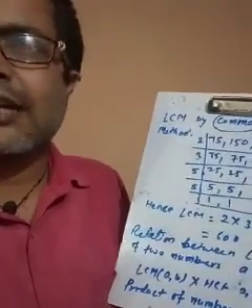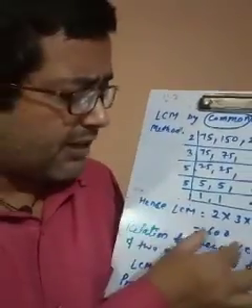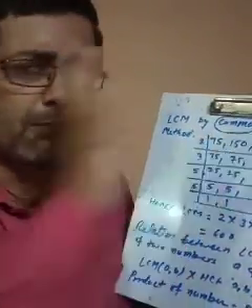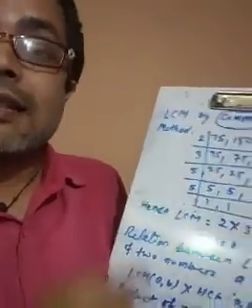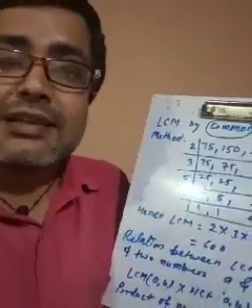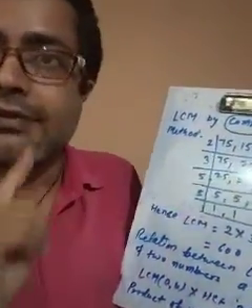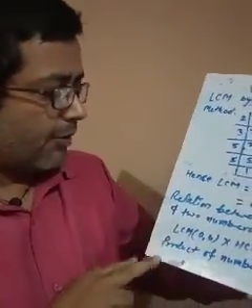That is not required to check, but you have to remember whatever LCM you get, that should be divisible by all these numbers, and it should be the least number that is divisible by all these numbers. Then it will be correct. These two things you have to remember.